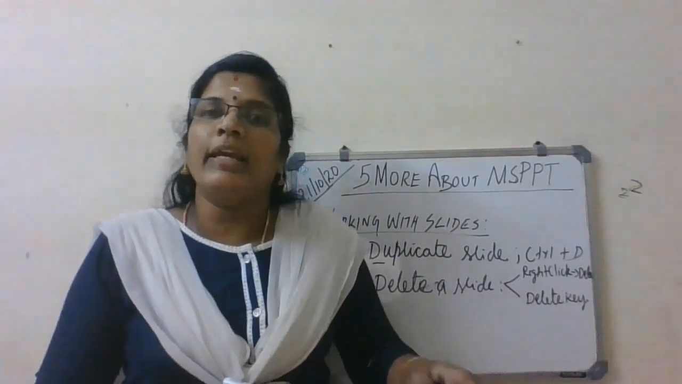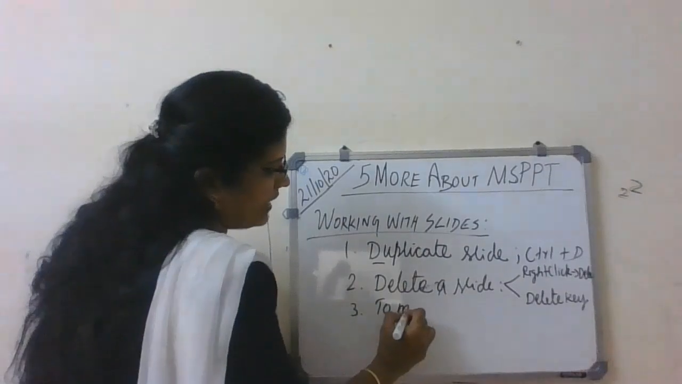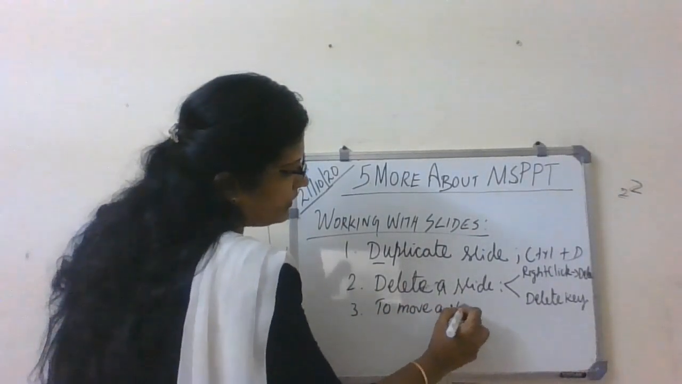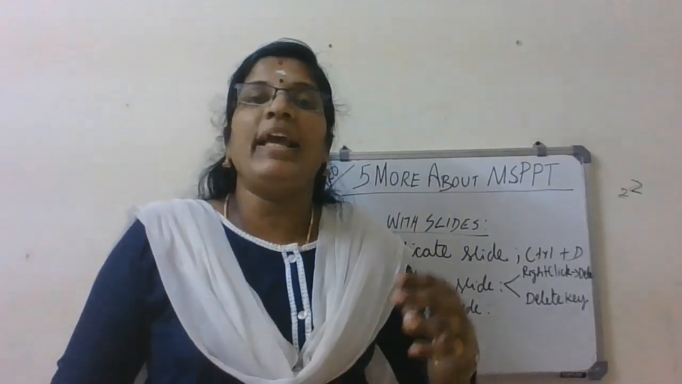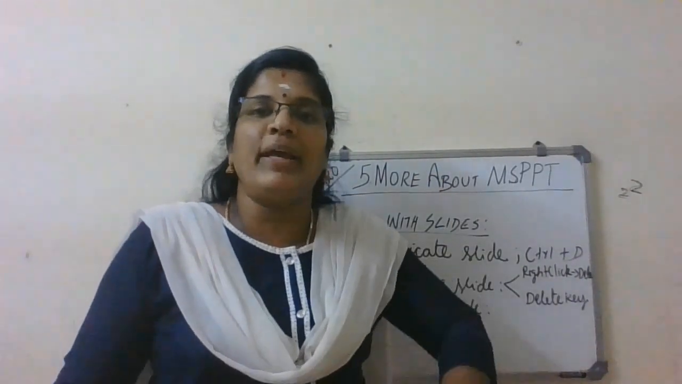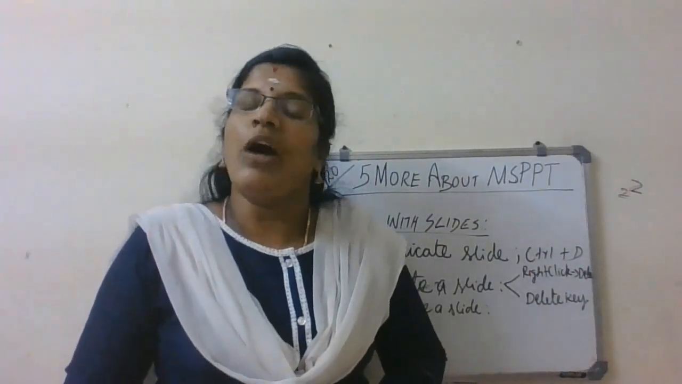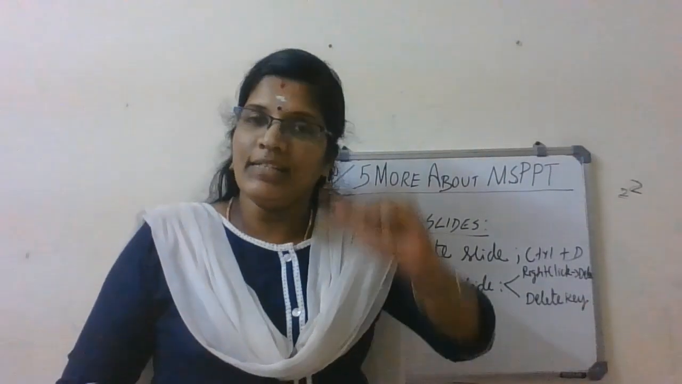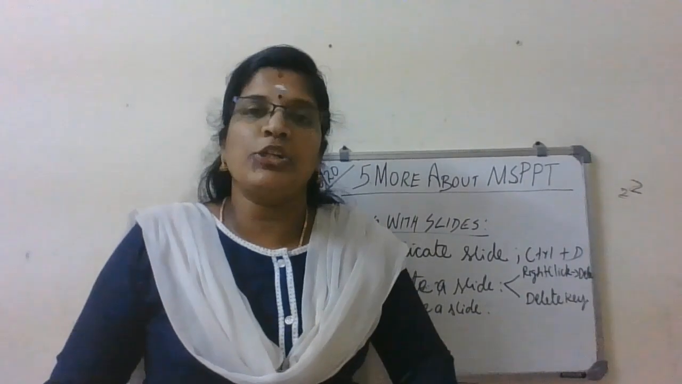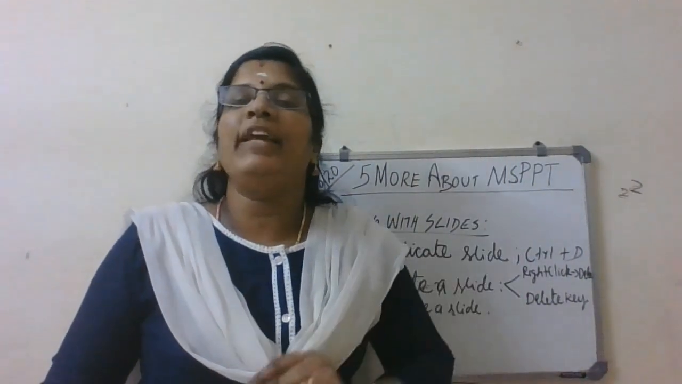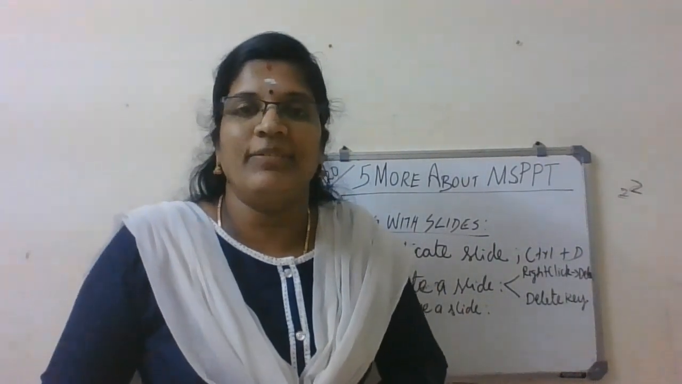Then a very important thing is moving a slide. So how to move a slide? Moving in the sense changing the position, the place of a slide from one place to another place, from top to bottom or bottom to top. That is called moving a slide. So how to do it? For that, just click whatever slide you want to move. First click on it. That means selection. Then click and drag it to the place where you need and release the mouse pointer. The slide will change its position.